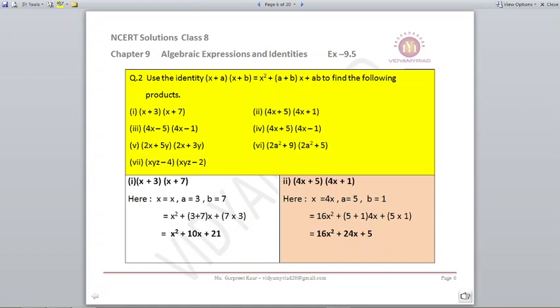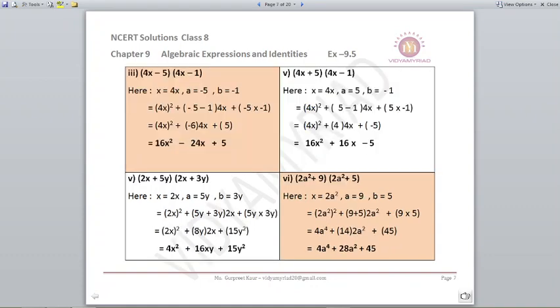Next, 4x plus 5 into 4x plus 1. Now x here is 4x, a is 5 and b is 1. The formula is x square, that is (4x) the whole square, that is 16x square, plus (a plus b), what is a, 5 plus 1, the whole 4x plus 5 into 1. So final answer is 16x square plus 5 plus 1 is 6, 6 into 4 is 24x plus 5 into 1 is 5.